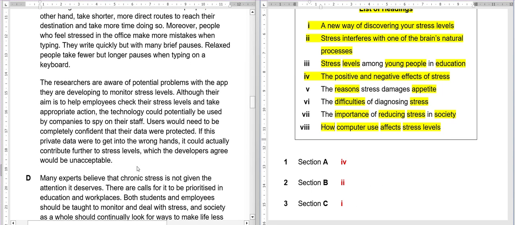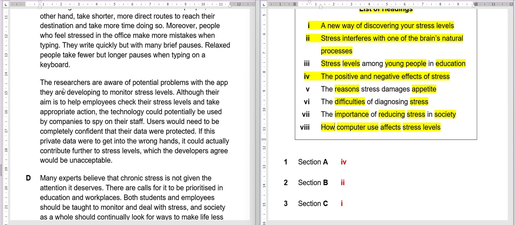Let's read the third paragraph. The researchers are aware of potential problems with the app they are developing to monitor stress levels. Although their aim is to help employees check their stress levels and take appropriate action, the technology could potentially be used by companies to spy on their staff. Users would need to be completely confident that their data were protected. If this private data were to get into the wrong hands, it could actually contribute further to stress levels, which the developers agree would be unacceptable.